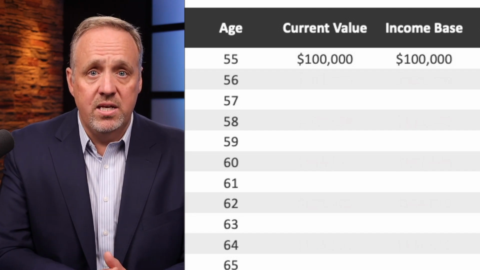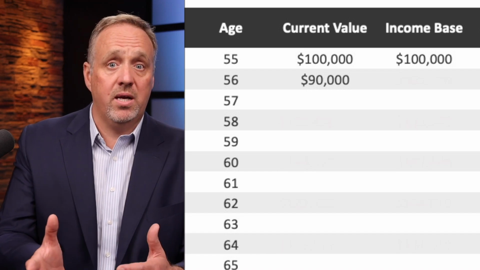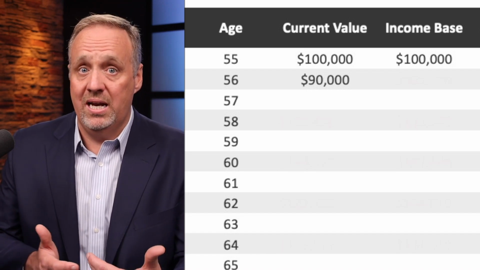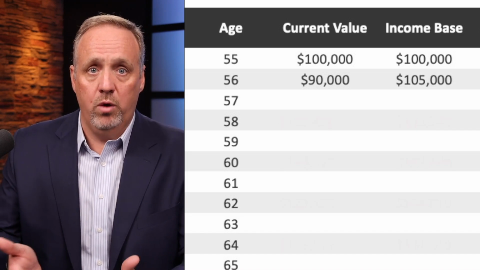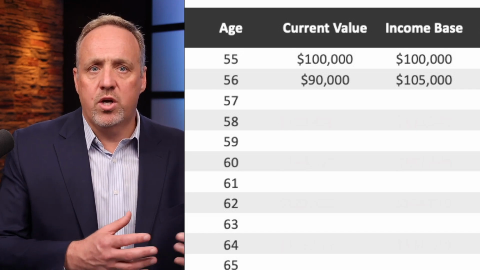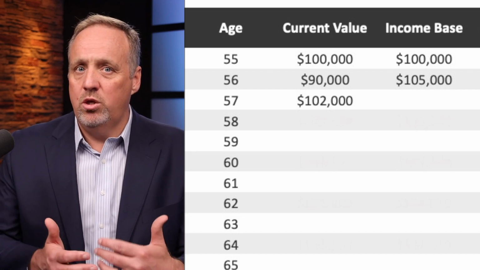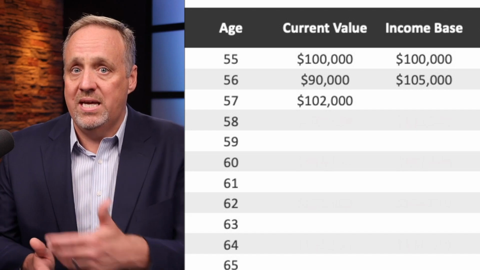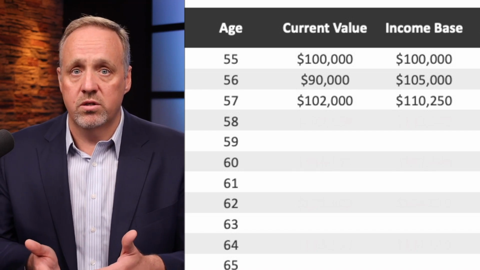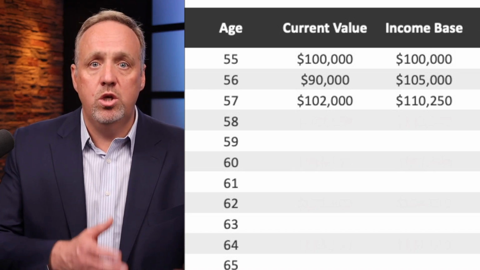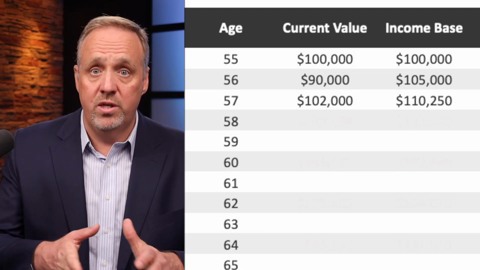Now, at the beginning of the second year, let's say that their current value has decreased to $90,000 because of a bad market. Now, the income base would not have followed that decline. It would have actually increased by 5% to $105,000. The following year, the sub-accounts do much better, and the current value is now back to $102,000. Now, if the contract uses a compounded rate of increase to the income base, that income base would now be $110,250. Now, you should also know that not all contracts use a compounded increase. Some use a simple increase, which makes a big difference over time.